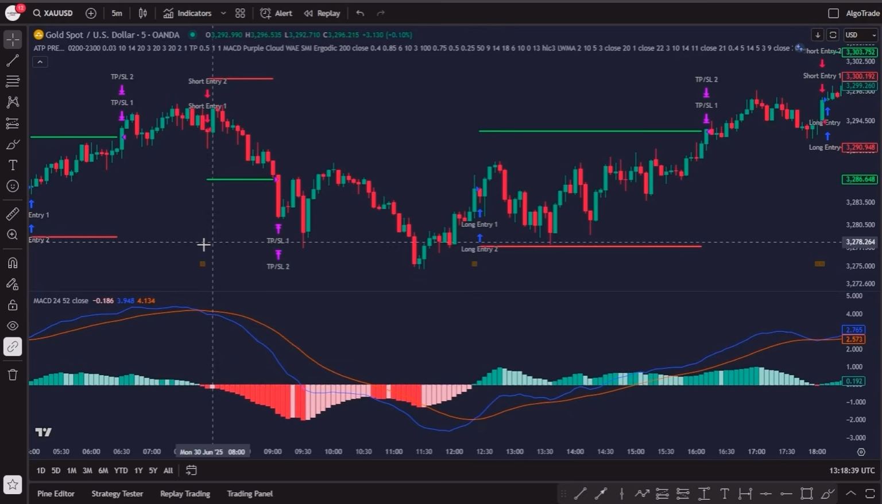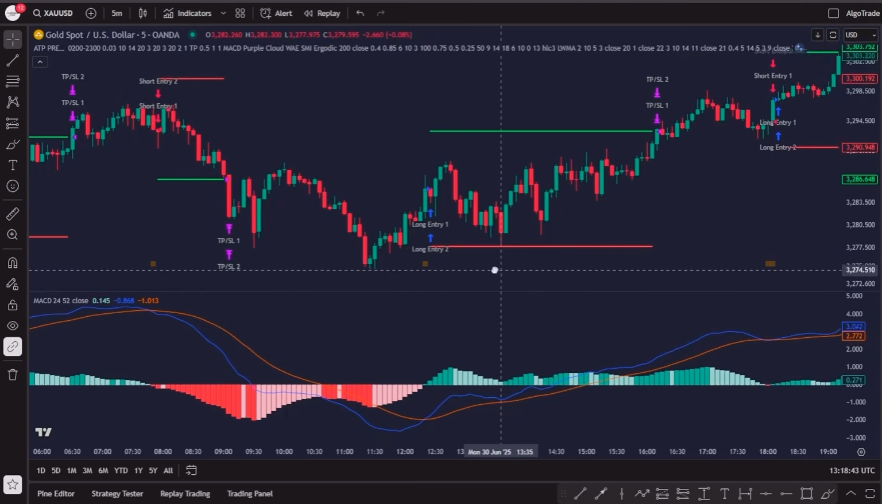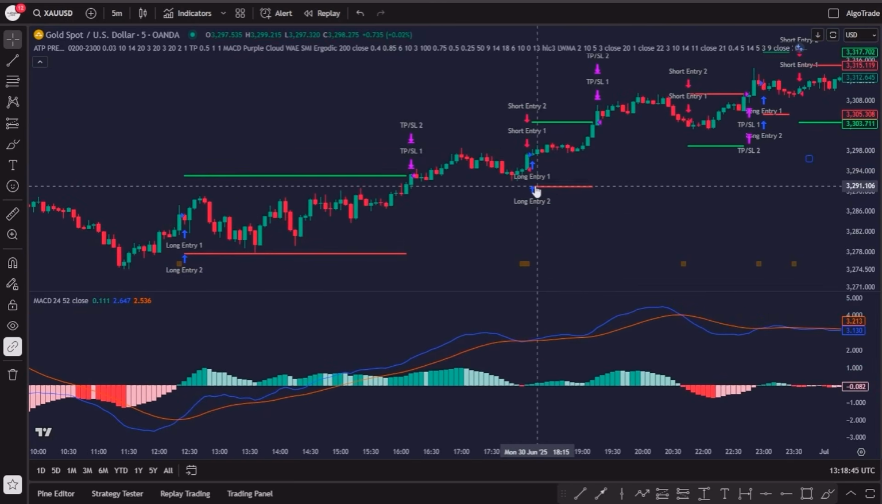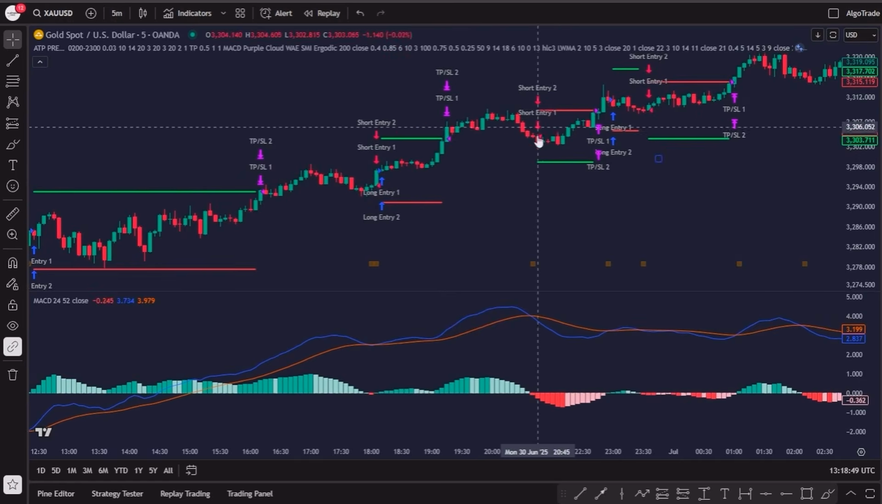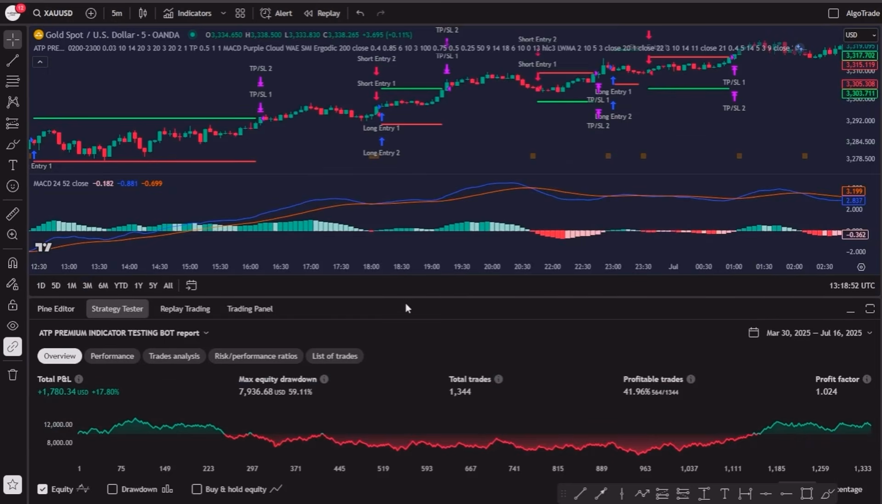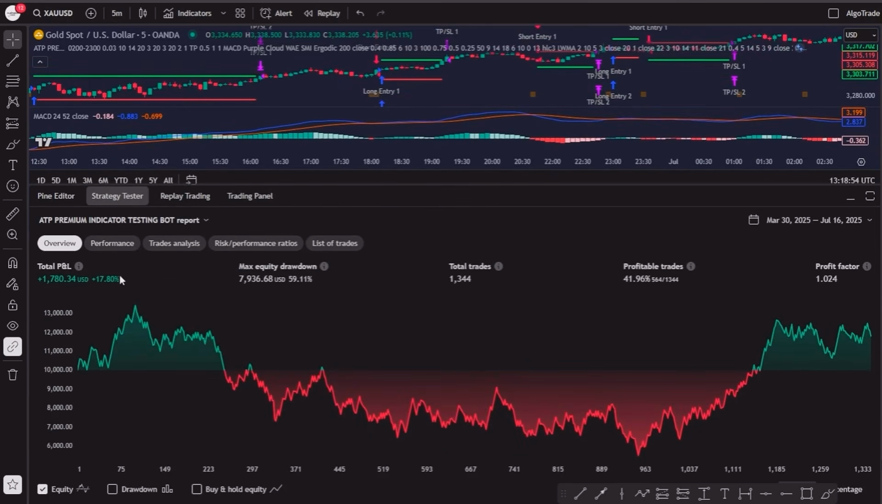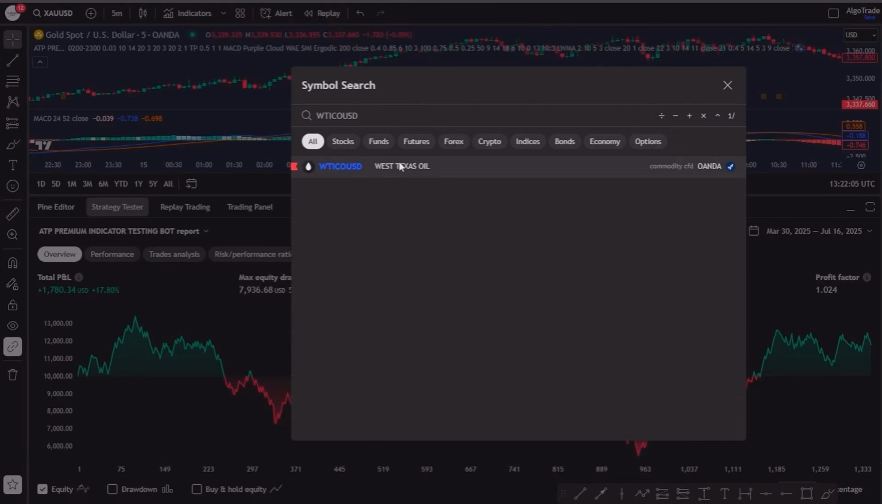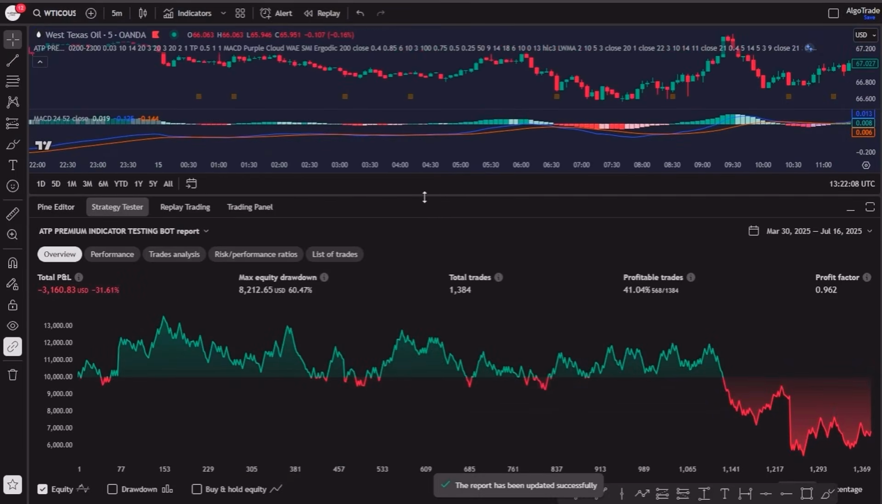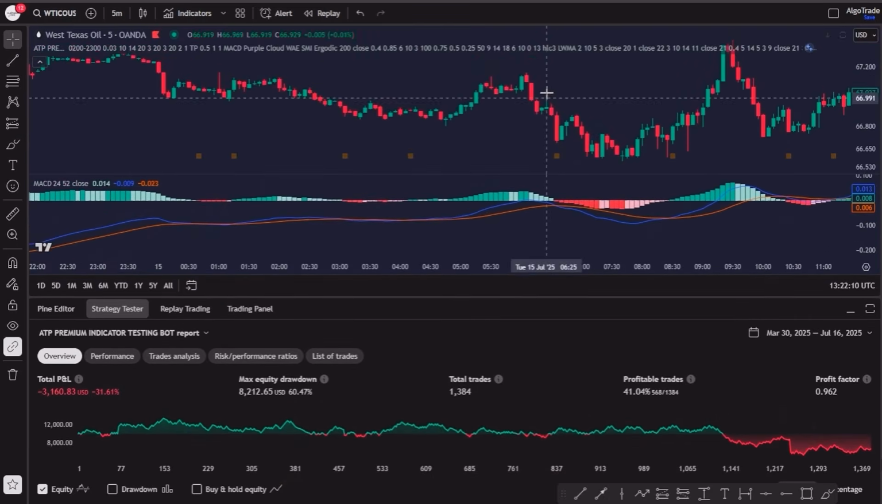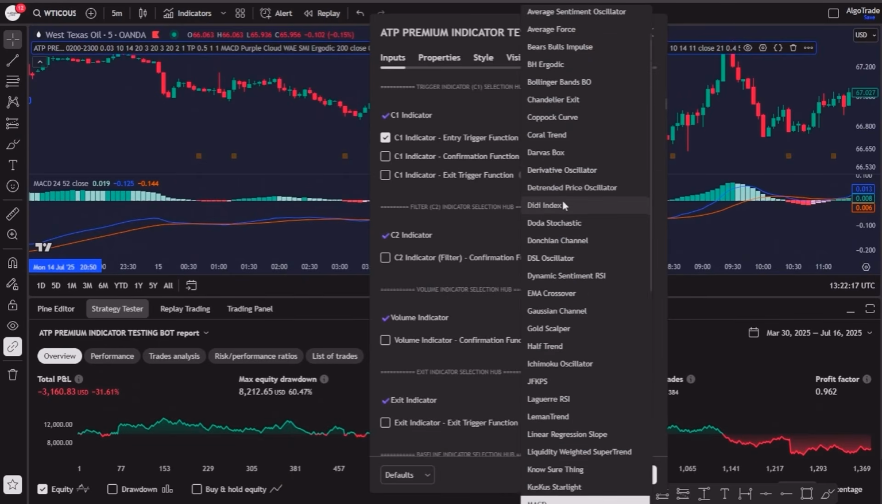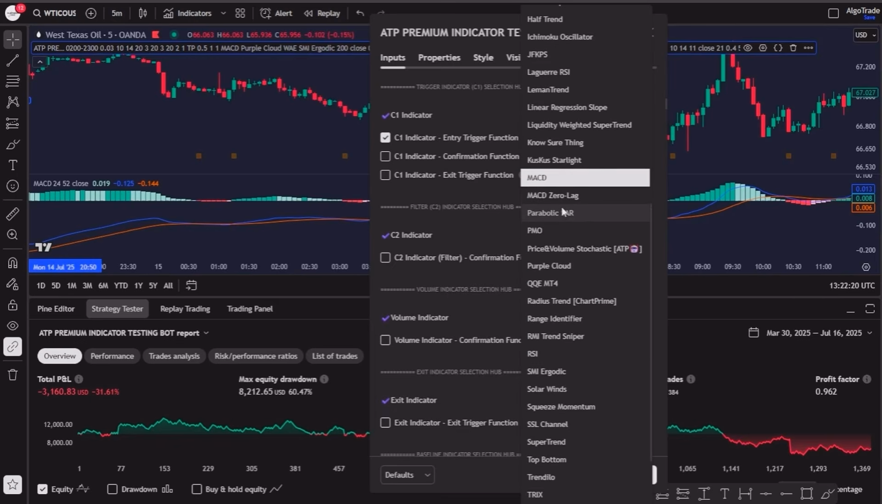And in seconds, it runs a full backtest using all the conditions we have just defined. Every entry is based on the trigger, every stop loss and take profit is calculated precisely, and then I can open the Strategy Tester tab to see the results, and even switch to silver or oil and the bot updates everything instantly. Now I will do the same thing for every other indicator available in the bot.